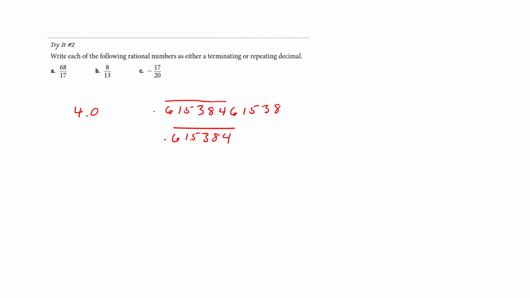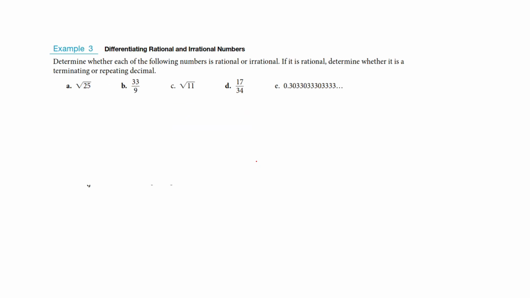And then lastly, if I can type it in my calculator, we can do 17 divided by 20. We get 0.85. Okay, nothing repeats, but it terminates. So that's a rational number.